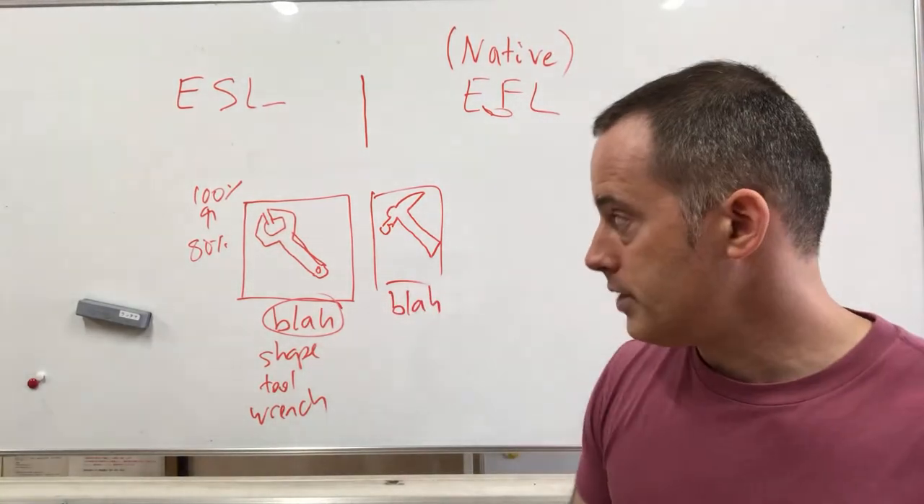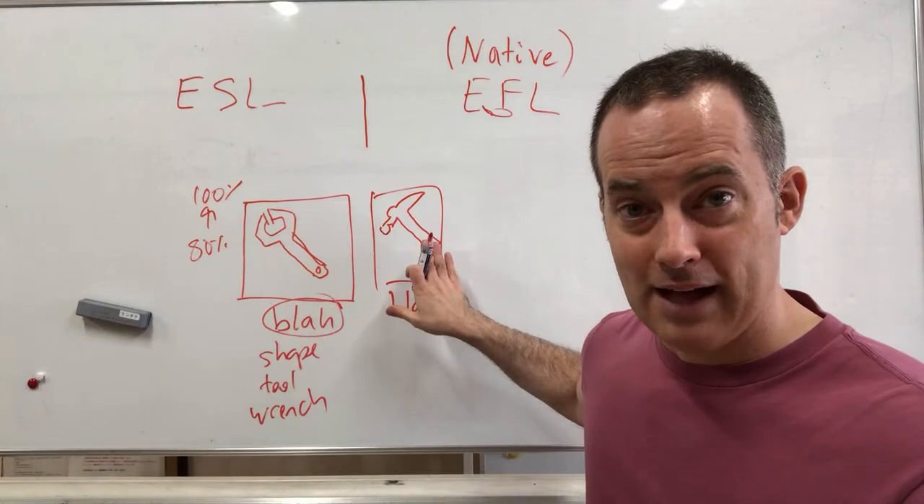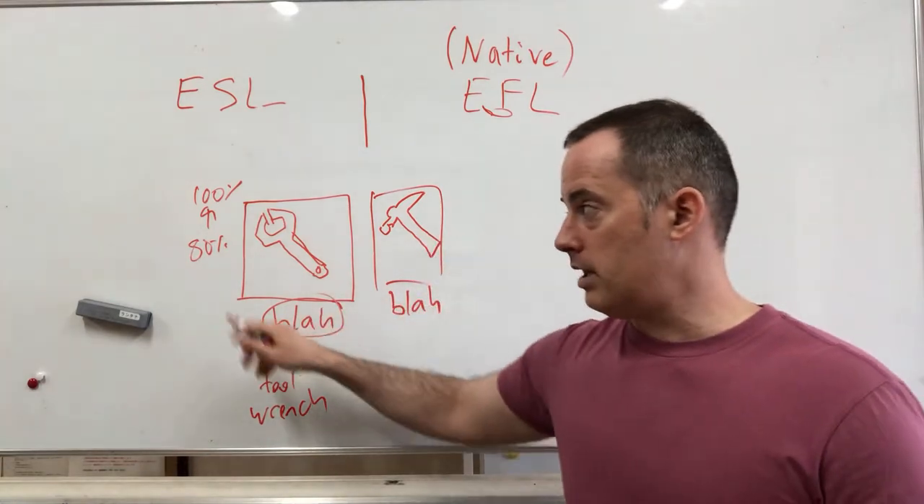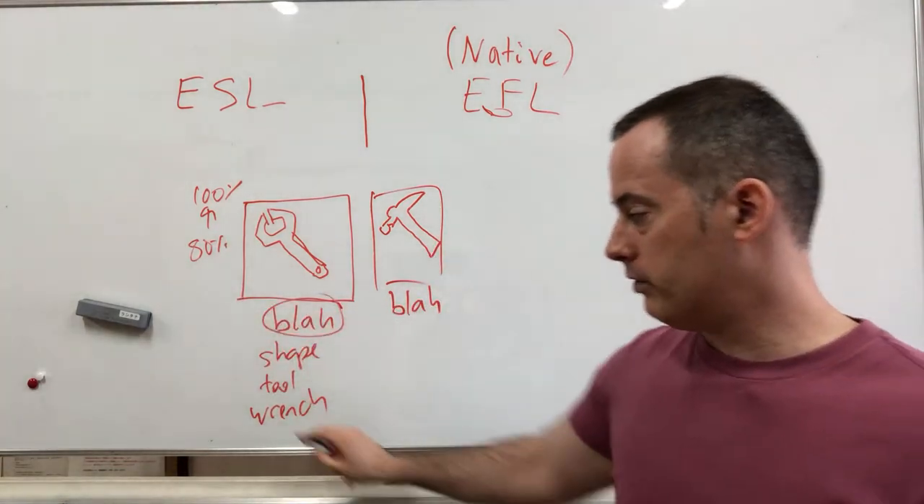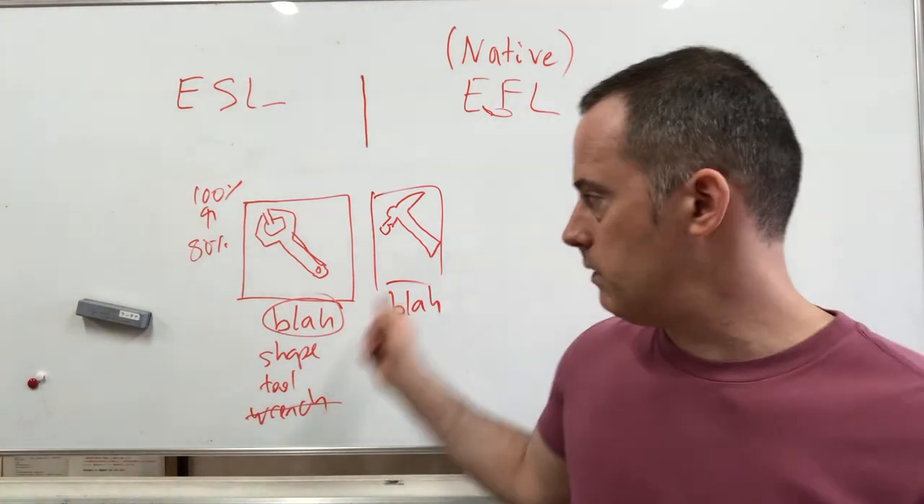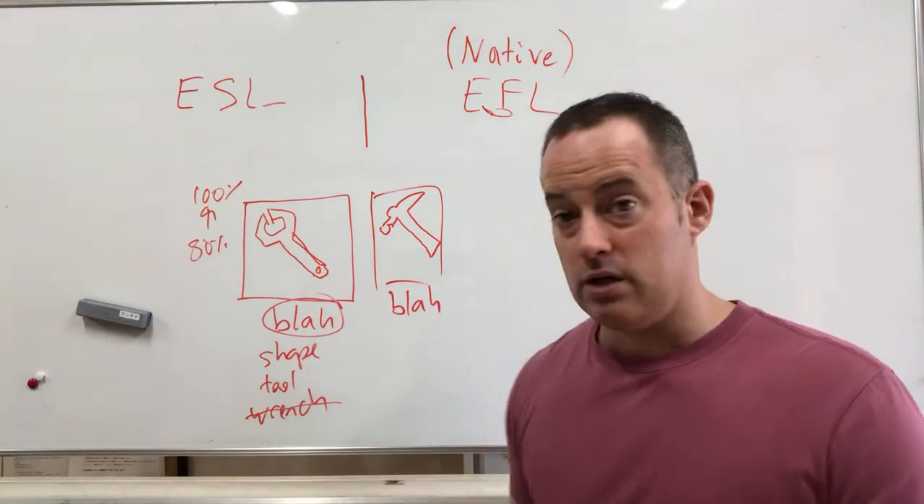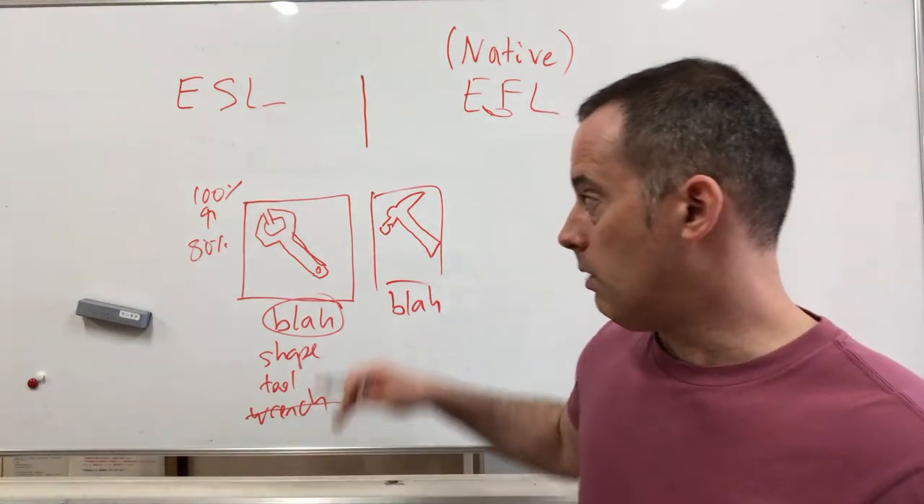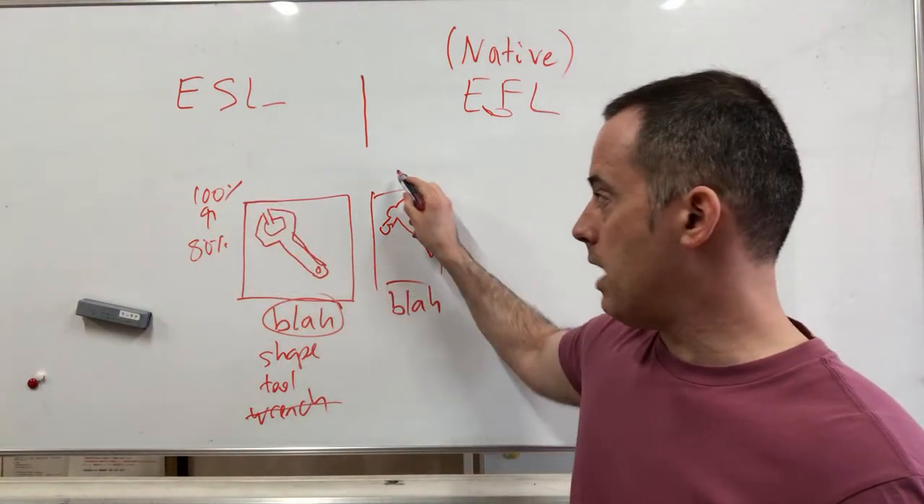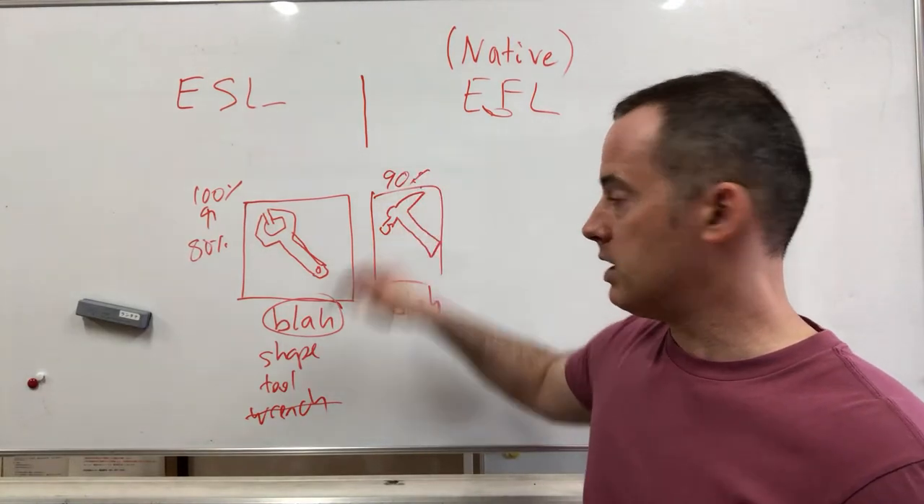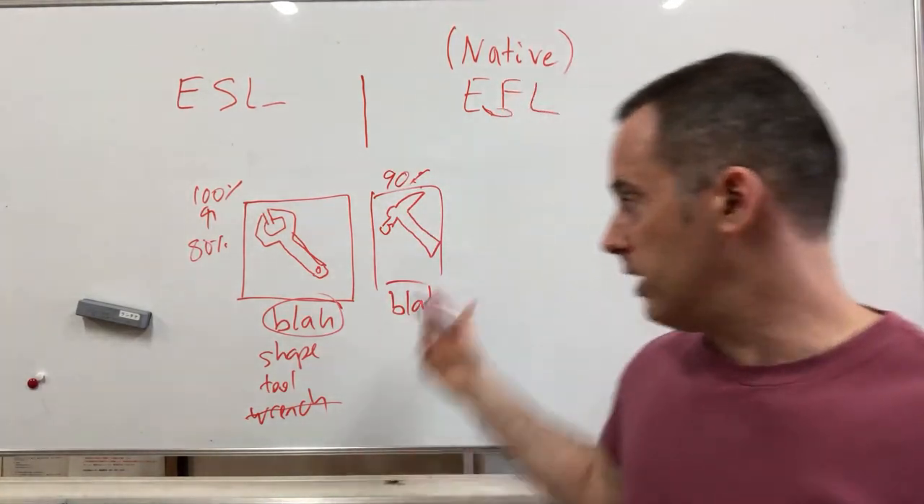Blah. So "blah, blah." Now you're understanding, maybe you're moving a little bit forward, so we know we're not talking about a wrench because this is not a wrench. It's a different thing, all right? It could be a shape, it could be a tool, maybe. So our understanding is improving. Maybe we're at like 90% because we can guess maybe this is a little bit better.